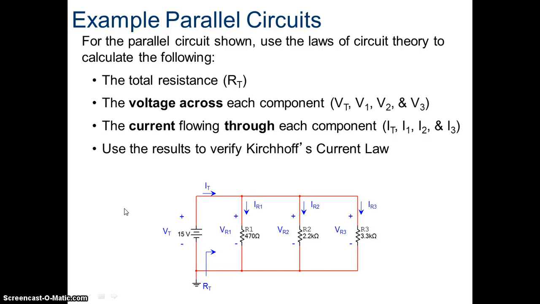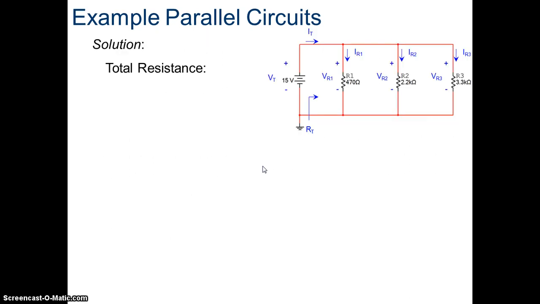This video is going to go through an example of how to solve a parallel circuit. So we want to solve this circuit, which you have on your worksheet, problem number 1. We want to solve for all of the missing components in our table. To get our total resistance, we need our givens and unknowns.